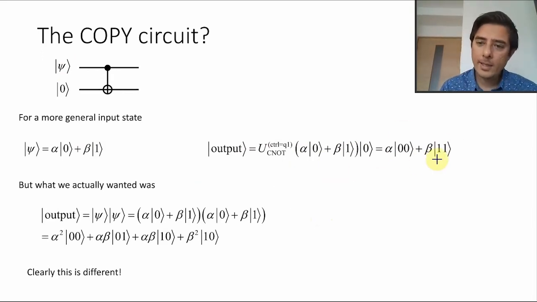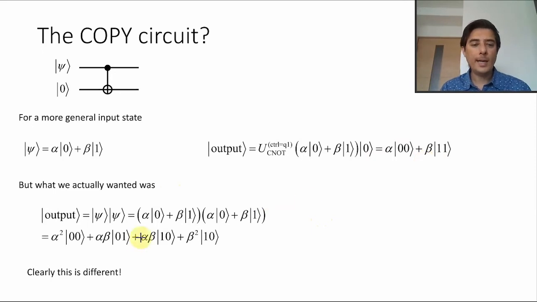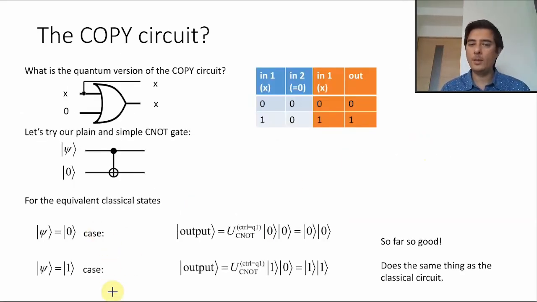But actually, this state is not what we really want. What we actually wanted was for this state to be psi, psi. And if we compare to what we wanted, which is psi times psi, that state is actually alpha squared 0, 0, alpha beta 0, 1, alpha beta 1, 0, beta squared 1, 1. That's actually not the same as this. So in general, the C0 gate is not a copy gate or copy circuit. It only works in these two particular cases, which coincide with the classical case.